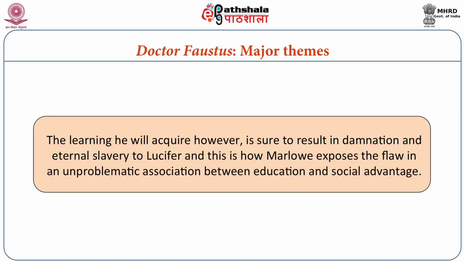The learning that he gains, and which he believes will result in damnation and eternal slavery to Lucifer, is how Marlowe exposes the flaw in this absolutely straight arrangement which can otherwise be seen between education and social advantage. So education up to a point is seen as sanctioned, education up to a point is seen as good. But if people transgress those boundaries, then of course everything falls apart. And which is why in the end, when Faustus is awaiting damnation and he is scared and despairing, he says he will burn all his books. But at that point, what he discovers is that even by burning all his books, he cannot be guaranteed life or even salvation at that point in time.